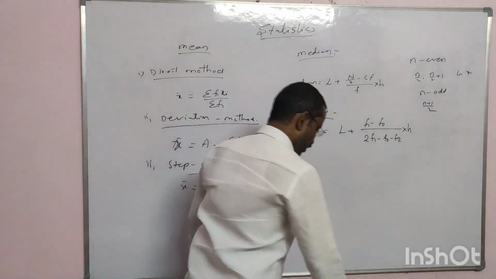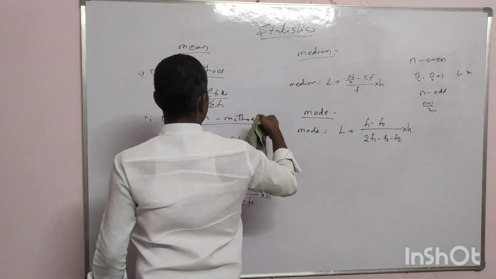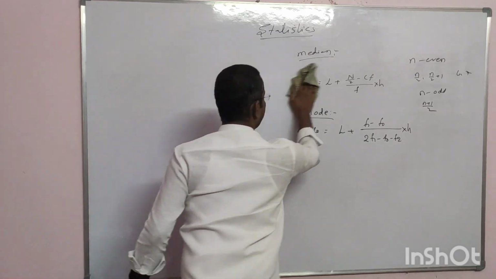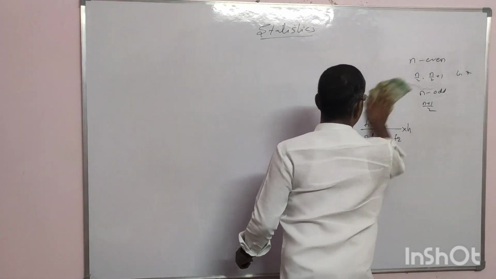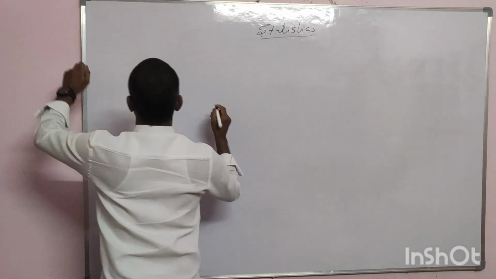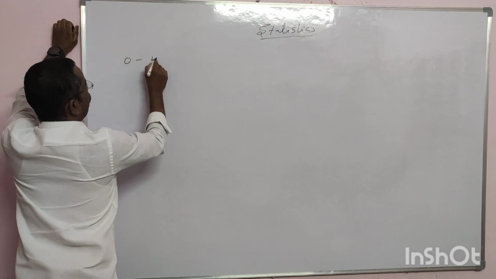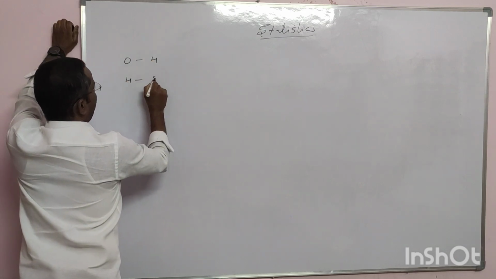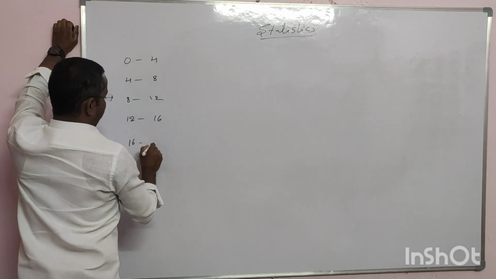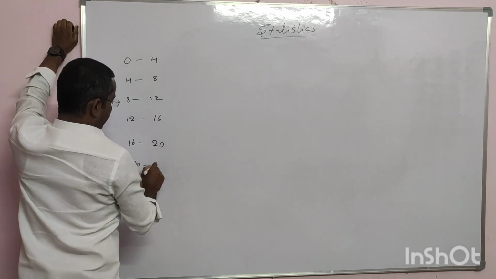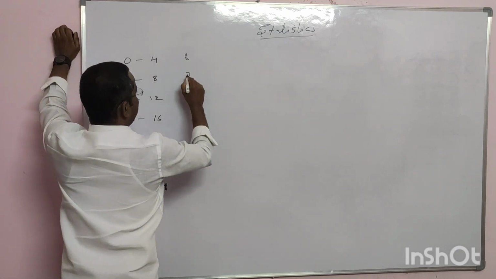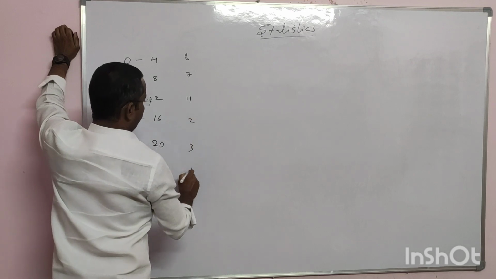Right? And let's work with grouped values. If the question does not mention any particular method, you can use whichever method you feel comfortable with. Let's write it. See, the classes are 0 to 4, 4 to 8, 8 to 12, 12 to 16, 16 to 20, 20 to 24, 24 to 28, with frequencies 8, 7, 11, 2, 3, 5, 1.